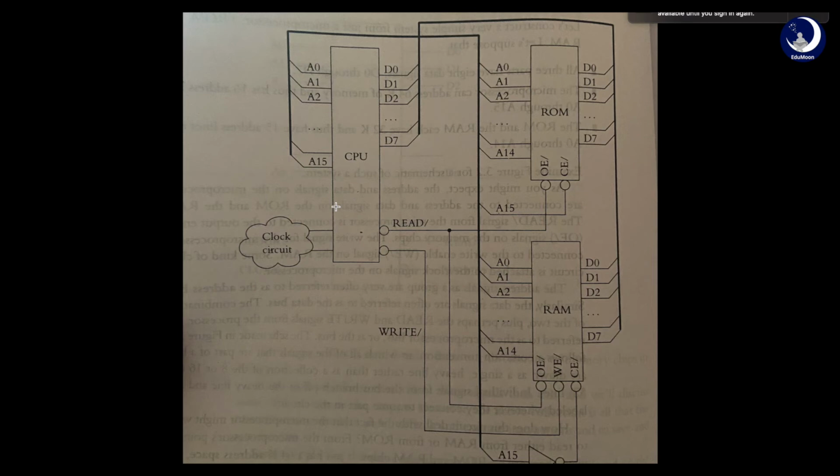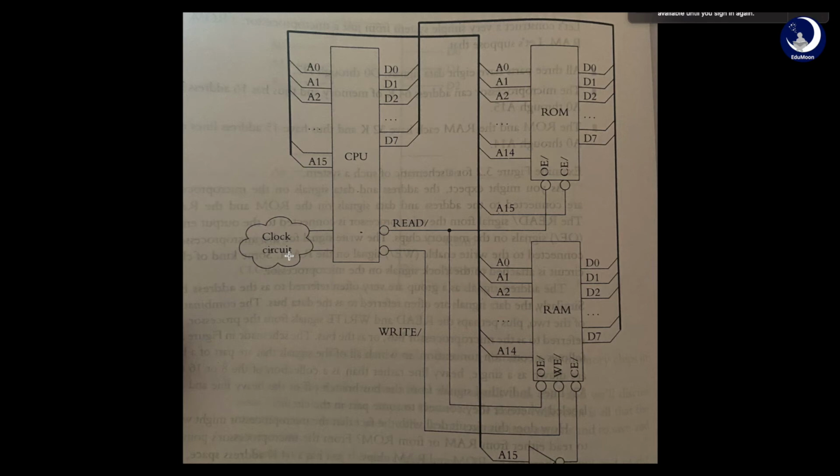The address and the data signals on the microprocessor are connected to the address and the data signals on the ROM and the RAM. The read signal from the microprocessor is connected to the output enable on the memory chips, and the write signal from the microprocessor is connected to the write enable on the RAM. So you can find this link, right? The read is connected to the output enable on the ROM, and the write is connected to the write enable on the RAM. And some kind of clock circuit is attached to clock the signals on the microprocessor.